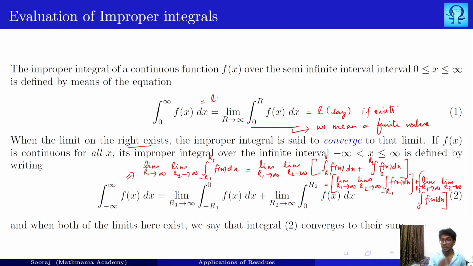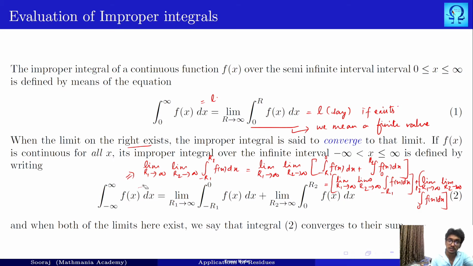Okay, so we have just made a simplification and got that the integral from minus infinity to infinity of f(x) dx can be put in this form. We have not given any assurance that the limit on the right hand side of equation 2 exists. If both limits on the right hand side of equation 2 exist, then we say this integral converges.